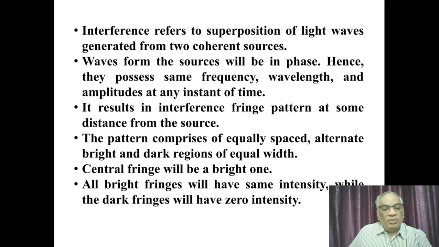Interference refers to superposition of light waves generated from two coherent sources. Remember that these sources must be coherent. We will explain what that is. Waves from the sources will be in phase, hence they possess the same frequency, wavelength, and amplitudes at any instant of time. It results in an interference fringe pattern at some distance from the source, and the pattern comprises equally spaced alternate bright and dark regions of equal width.